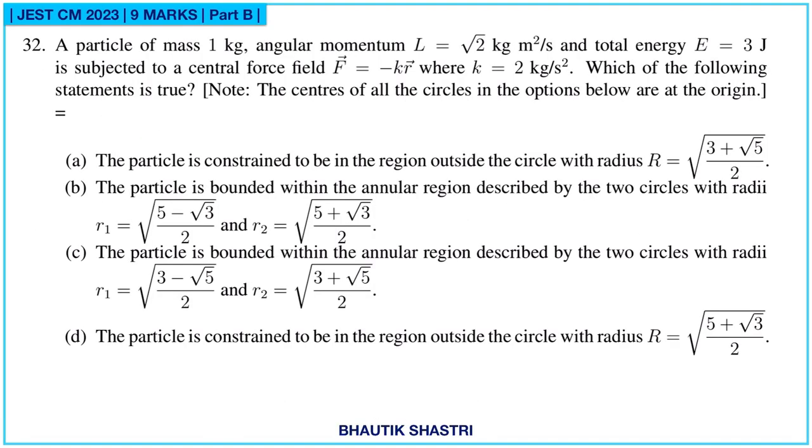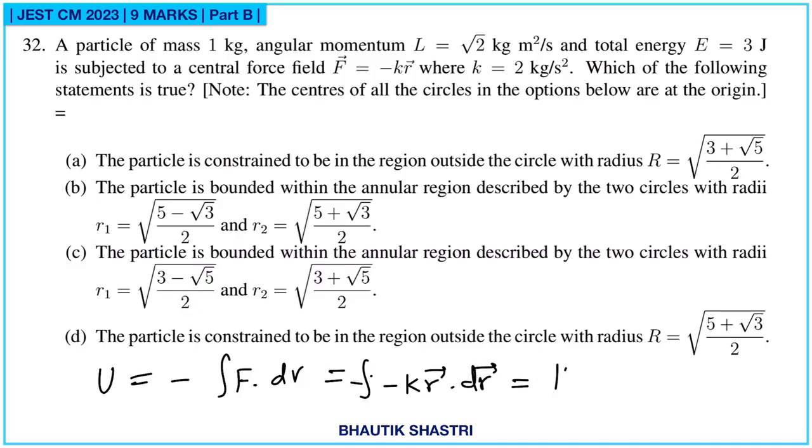Next question. A particle of mass 1 kg, angular momentum L equal to root 2 and total energy E equal to 3 is subjected to a central force field F equal to minus kr. That means U is equal to minus integral of F dr, that will be equal to integral of minus k r bar dot dr, that will be k r square by 2, where k is 2. Which of the following statements is true?